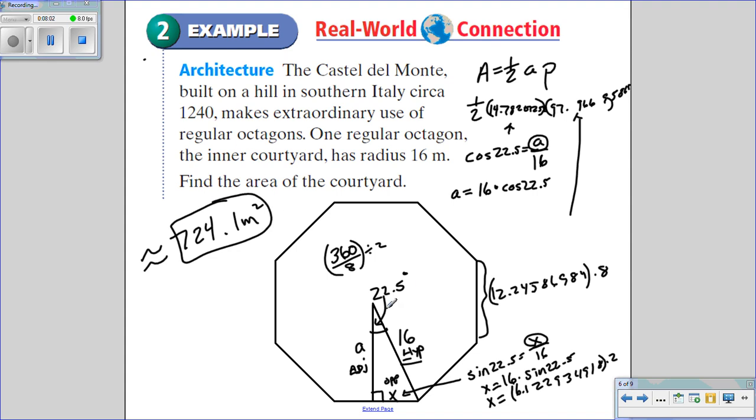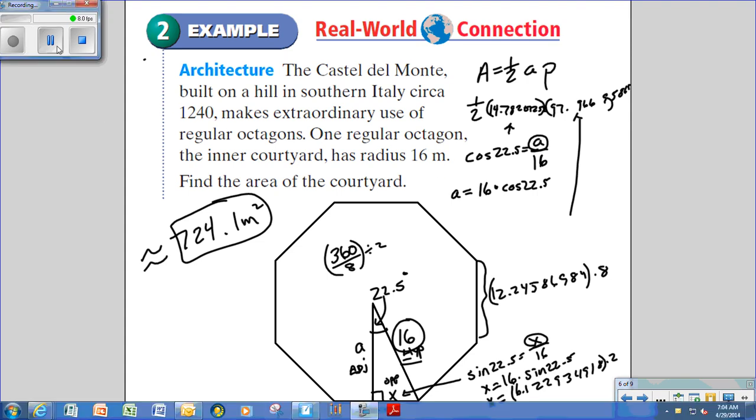Okay, so if you're given the radius and that's it, you're going to have to use sine, cosine, and tangent twice. Once to find the apothem, next to find the side of that triangle, then you're going to double it and then multiply by the number of sides to get the perimeter. So that was a little bit of work done there, but not at all impossible.